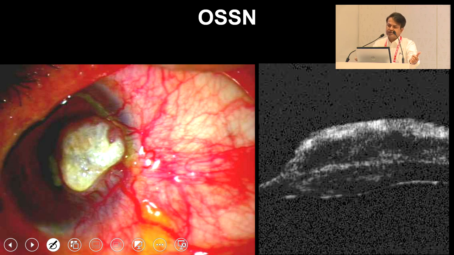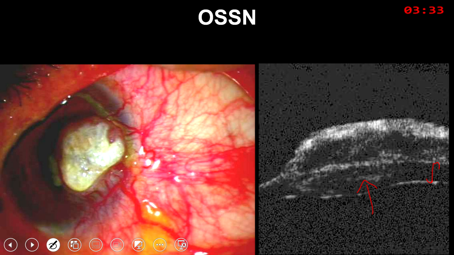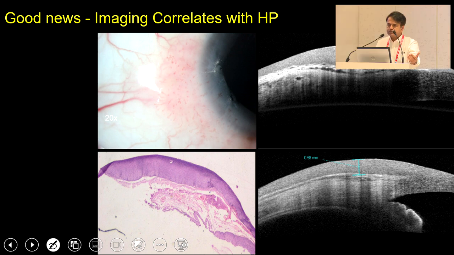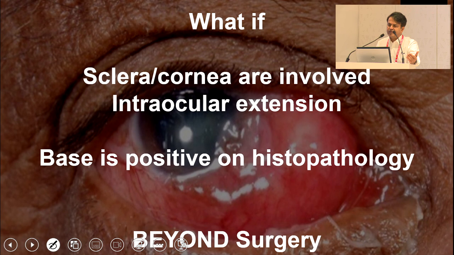You can see in this patient that this is the normal corneal stroma, and this is hyperreflective splayed corneal stroma indicating stromal invasion already. This patient cannot be treated with excision alone. Either the patient would need a penetrating keratoplasty or plaque brachytherapy. This is how OCT correlates with histopathology, and that is very good for us.